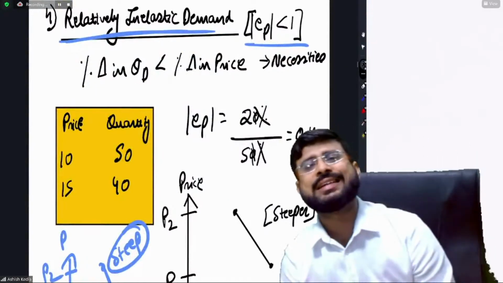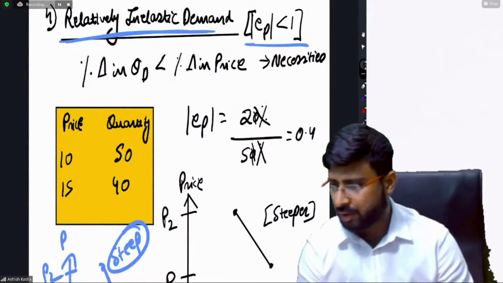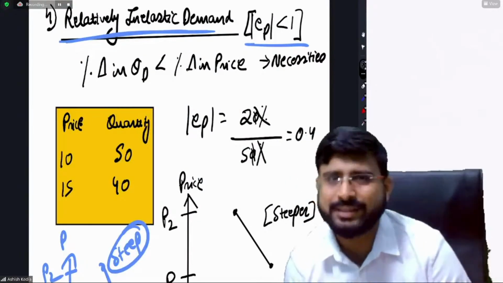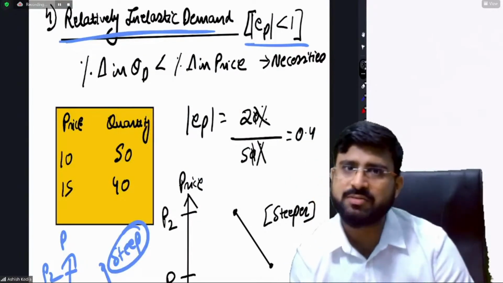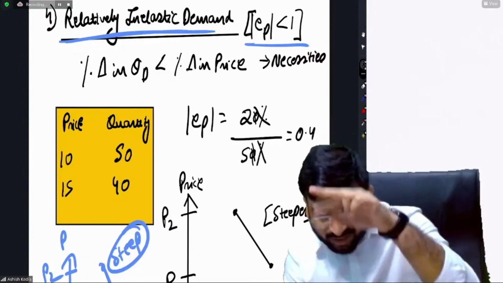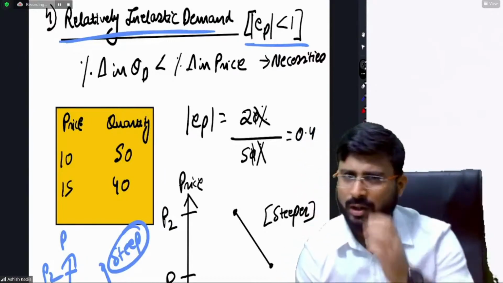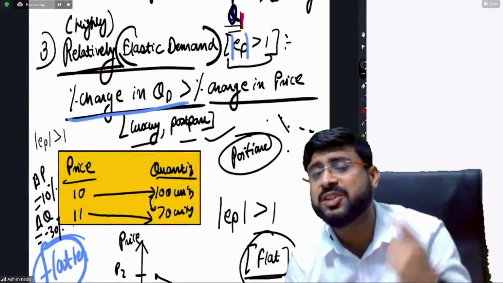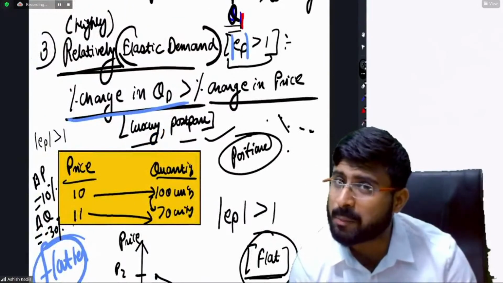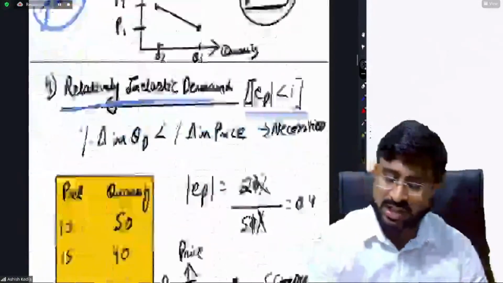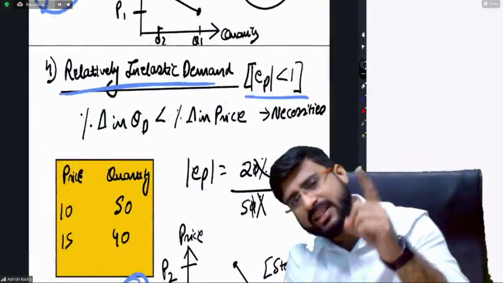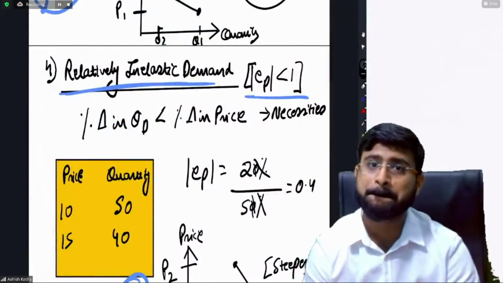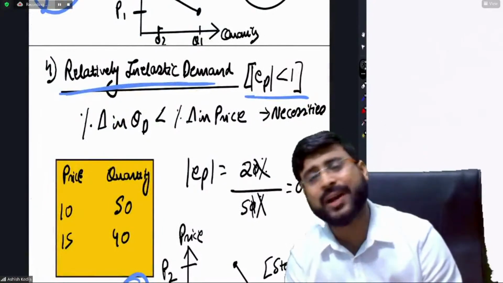Now we talk about relatively inelastic demand. Sir, what is relatively inelastic demand? Just the opposite of relatively elastic demand. You remember, in relatively elastic demand, who was changing with greater percentage? Sir, quantity. Yes. In relatively inelastic demand, again there is change in both price and quantity.